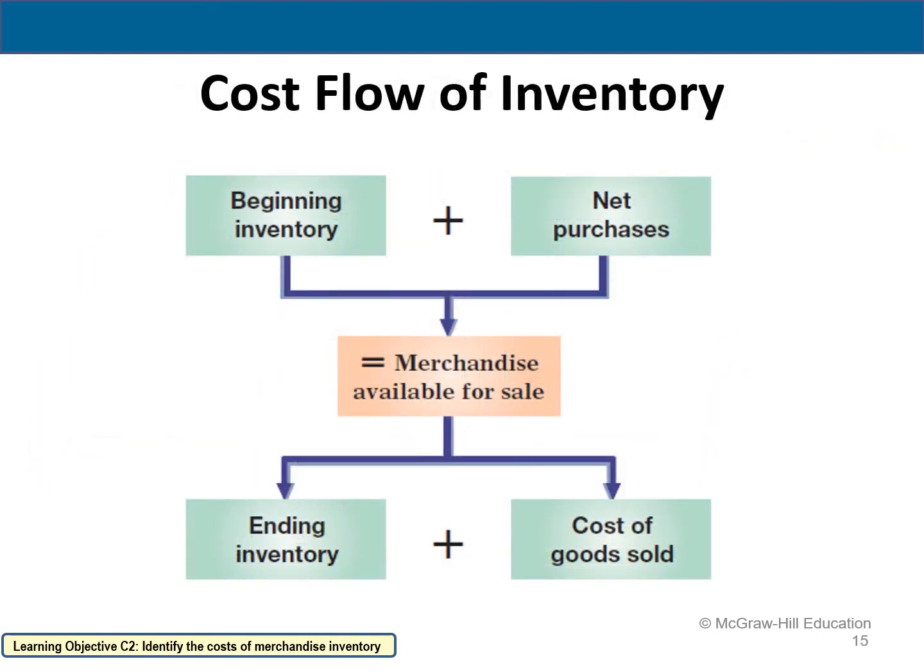Okay, so the cost flow of inventory. Beginning inventory plus net purchases equals merchandise available for sale. And then merchandise available for sale goes one of 2 places. Either it's still in your ending inventory, or it's flowing through your income statement in cost of goods sold.